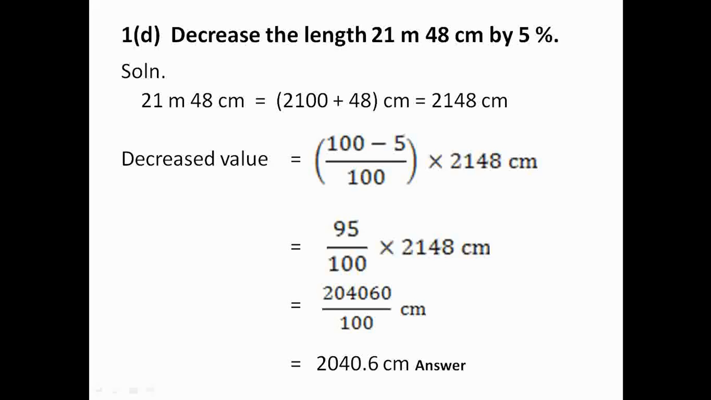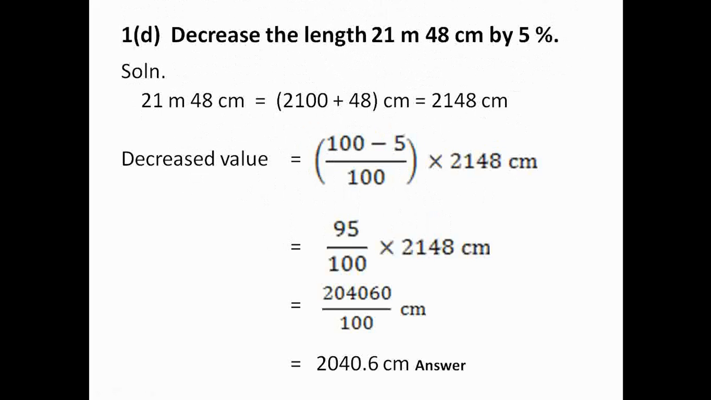Then again, you apply the formula. When it is increased value, in the formula you remember, plus sign will come. When it is decreased value, minus sign will come. So decreased value equal to 100 minus how much percentage? 5, divided by 100 multiply 2148 centimeter. So 100 minus 5, 95. 95 by 100 into 2148 centimeter. Then you can cancel, that way you can do. But here I have multiplied 2148 and 95. So I am getting 2,04,060 divided by 100. So after that, you will get decimal. So 2040.6 centimeter is your answer.